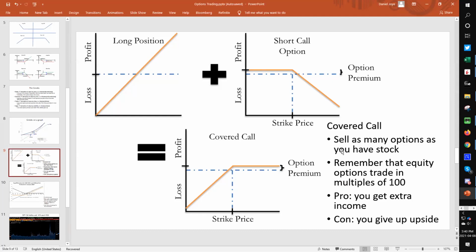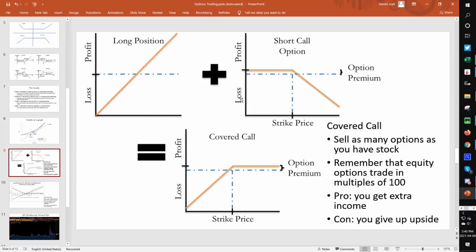Okay. So the pro of that is that you get extra income from selling the option. So you get that money. The con is that you give up any upside beyond that option strike, right? So that's why it's called a covered call. This is the easiest way to generate income, and it's also a way of risk mitigating if you think there's going to be a crash, right?